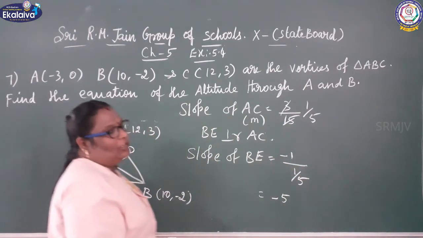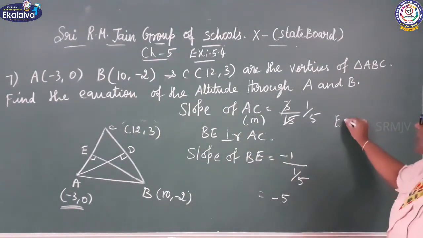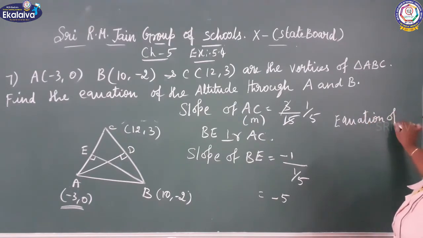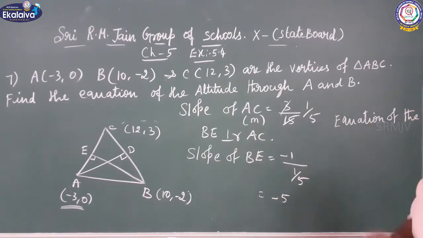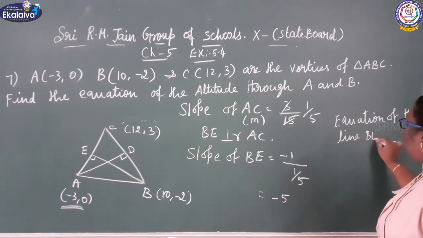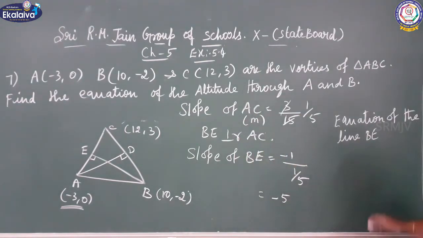Then the equation of the line BE. Equation of the line BE passing through the point. What point? 10 comma minus 2.